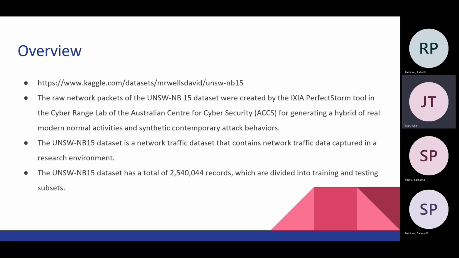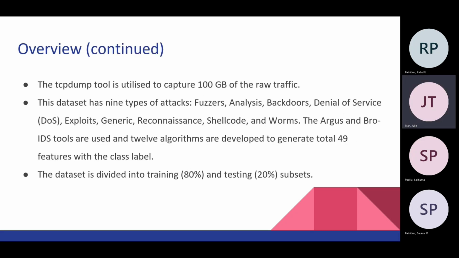2,540,044 records, which are divided into training and testing subsets. The tcpdump tool is utilized to capture 100 gigabytes of the raw traffic. This dataset has 9 types of attacks: fuzzers, analysis, backdoors, denial of service, exploits, generic, reconnaissance, shellcode, and worms. The Argus and Bro IDS tools are used, and 12 algorithms are developed to generate a total of 49 features with the class label. The dataset is divided into training 80% and testing 20% subsets.